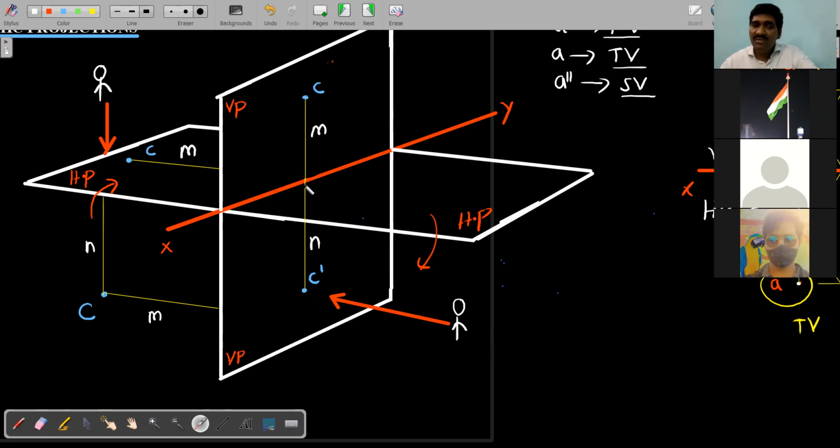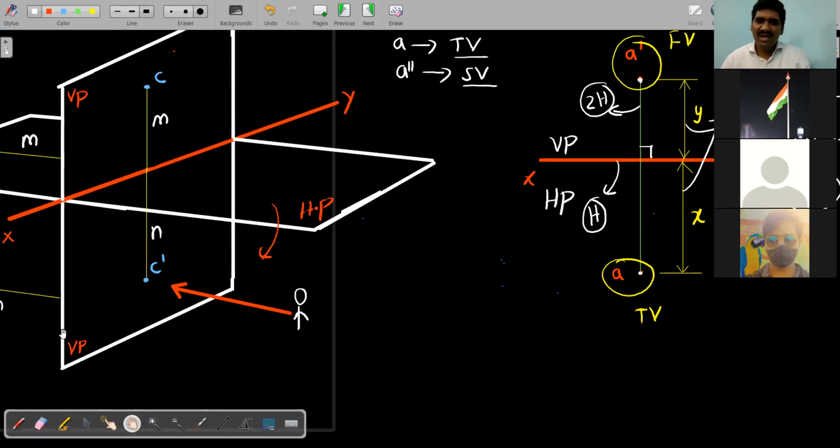Now these XY lines. This is front view, this is top view. And even the front view is lying below. Front view is below the XY line and top view is above the XY line. Are you following all of it clearly? Okay. Therefore, what can I do now? Very simple.